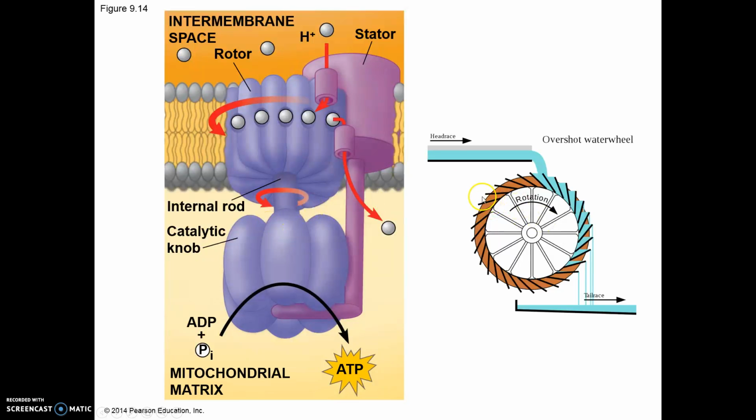Now, this is very similar to a water wheel, right? So we have this head race up here, the water is pouring into these slots. Gravity is then forcing rotation in this wheel, and then they come out the other side. It is the exact same mechanism, okay?